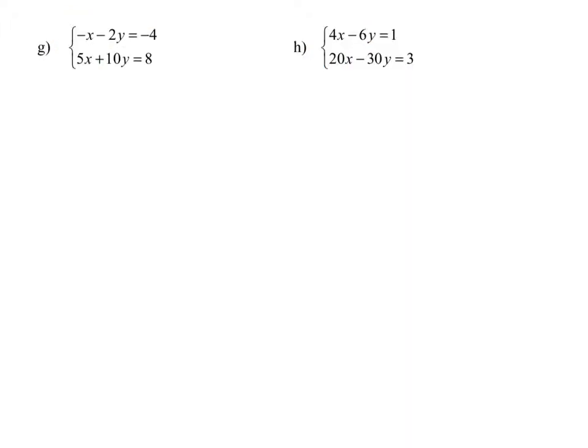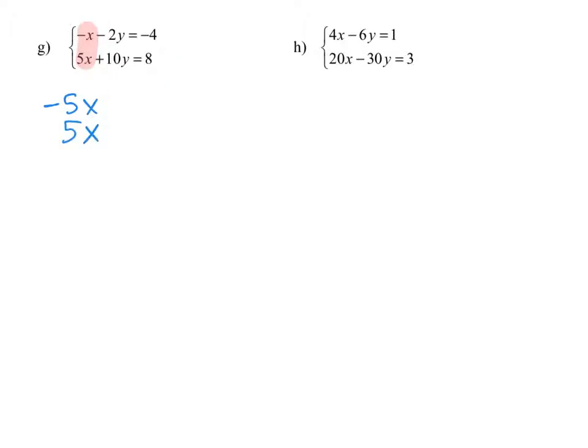Let's look at example G. Negative x minus 2y equals negative 4 and 5x plus 10y is equal to 8. Notice the x's, y's, and equal signs are all lined up. And let's say we want to get opposite x terms. So look at our terms. We have a negative x. It would be nice if that were a negative 5x, and the other term is 5x. So these would make it opposite.